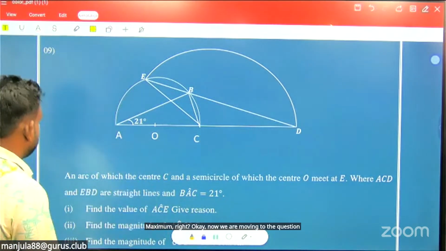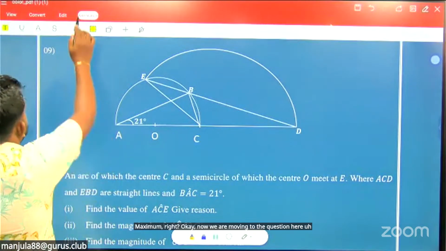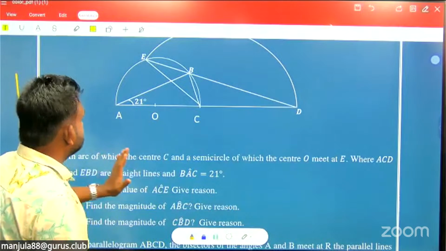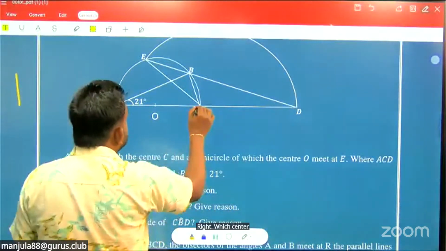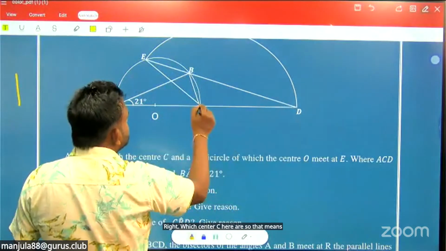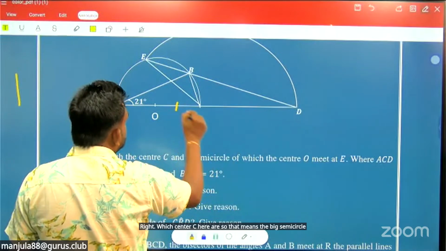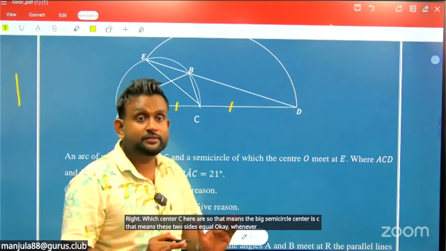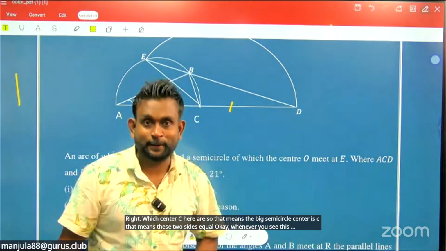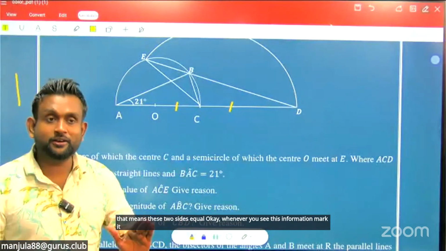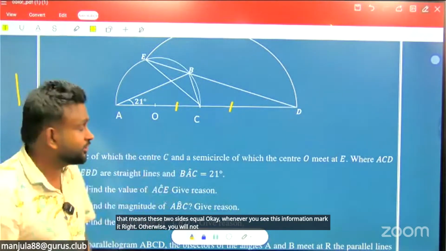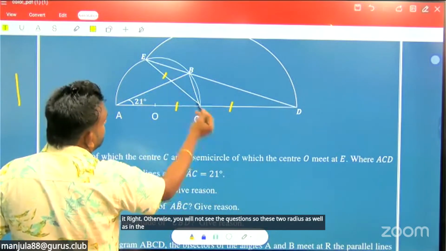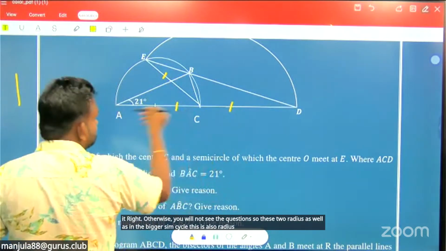Here an arc is given, with center C. Here the arc, so that means the big semicircle's center is C. That means these two sides are equal. Whenever you see this information, mark it, otherwise you will not see the equalities. So these two are radii, as well as in the bigger semicircle, this is also a radius. These two lines are equal, this line is equal.